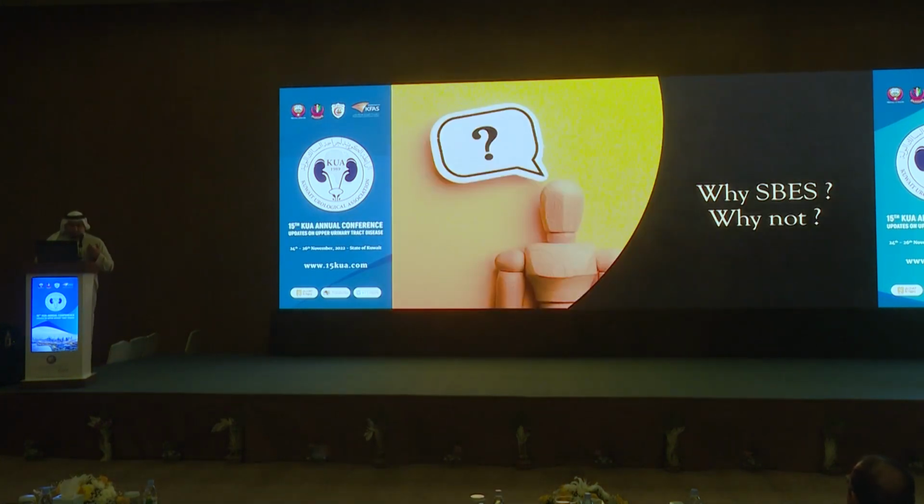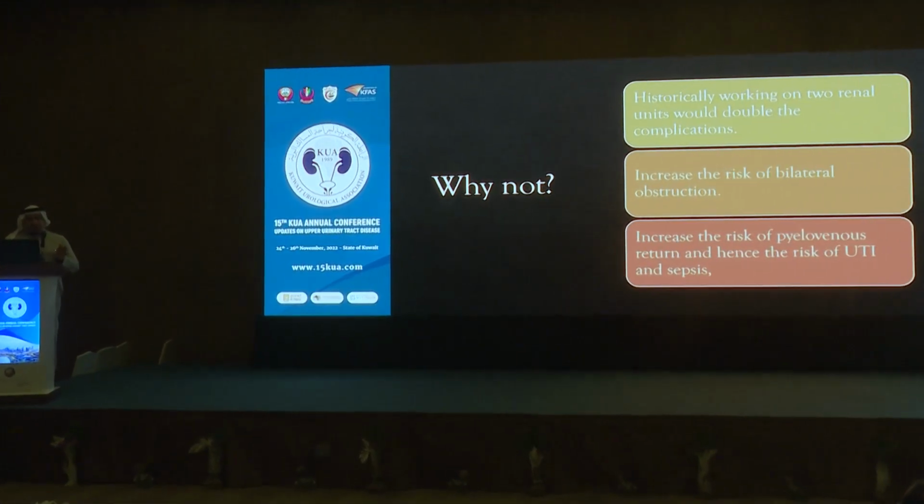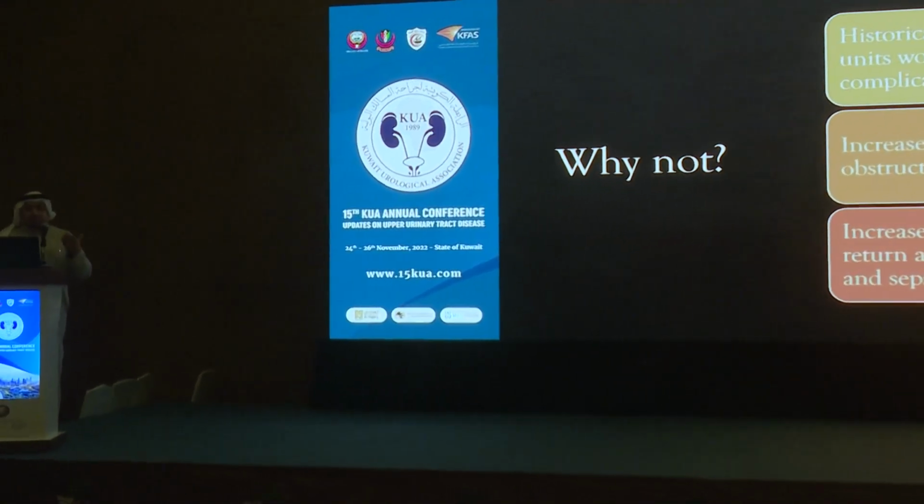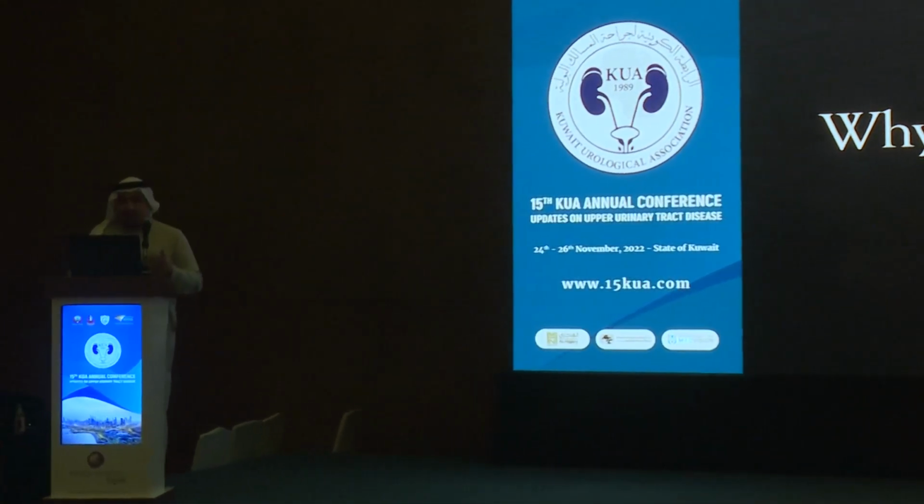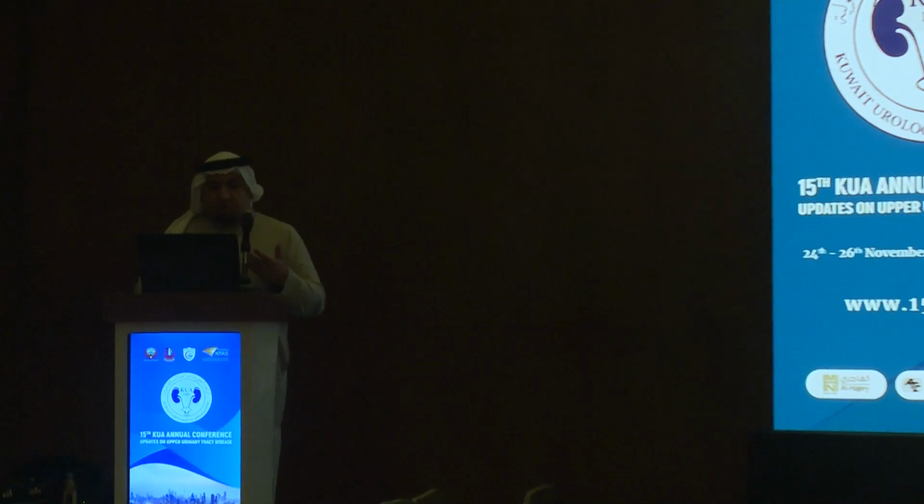So, why simultaneous bilateral endoscopic surgery? Actually, the question is why not? Historically, working on two renal units doubles your trouble. It increases the risk of bilateral obstruction, it increases the risk of pyelovenous backflow, and hence the risk of UTI and sepsis. But what are the advantages? It can shorten your waiting list, decrease the need for multiple admissions and its impact on the hospital and the patient, and give more operative time for the surgeon and the hospital.